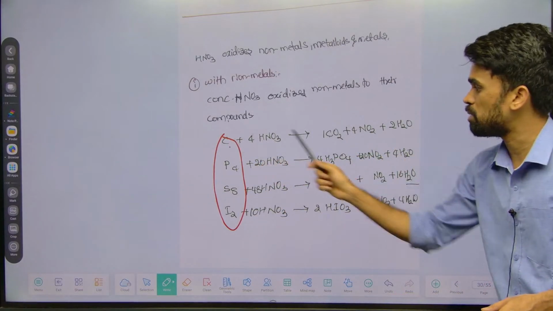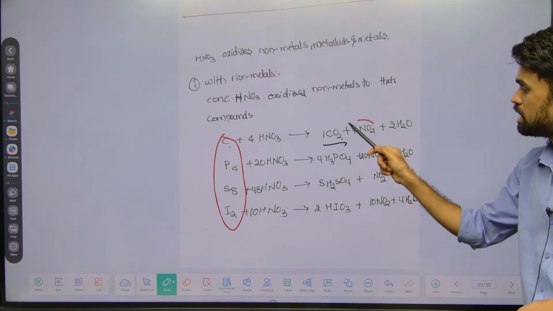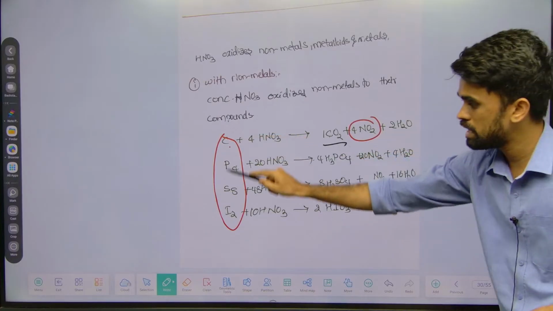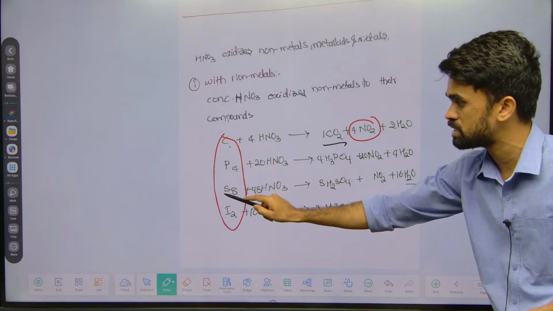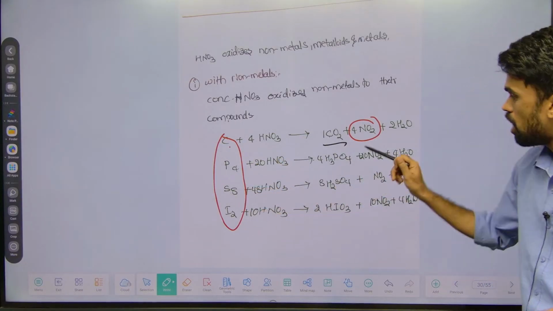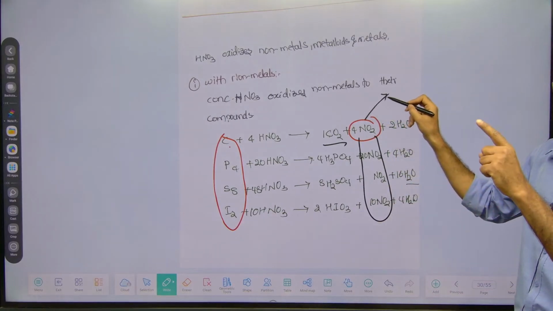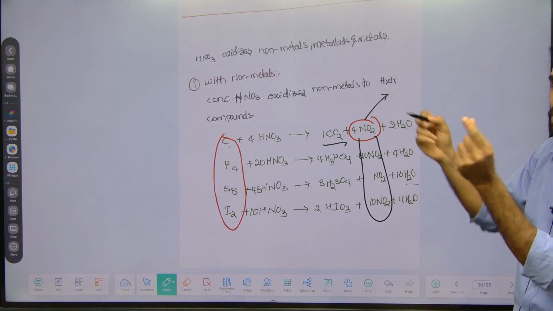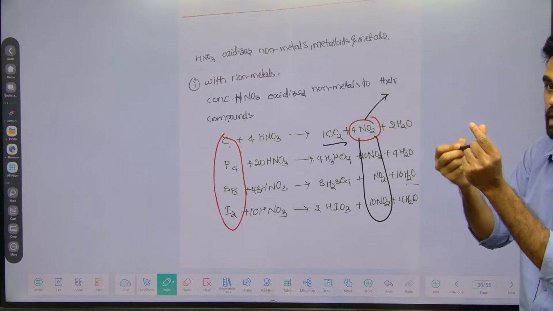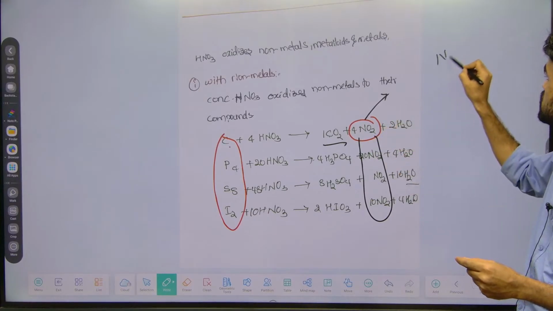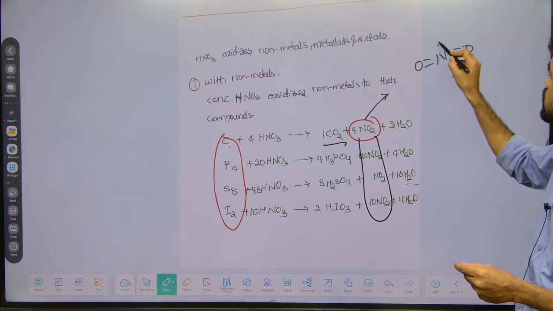Next, if you are treating nitric acid with any of these elements, you get the respective acids and oxides. See, carbon forms carbon dioxide. What is the gas released? NO2. All these elements, carbon, phosphorus, sulfur, iodine, all of them give what gas? NO2. So the table I told you to write later also shows which is a paramagnetic gas and which is diamagnetic. NO2, if you observe, has one unpaired electron.